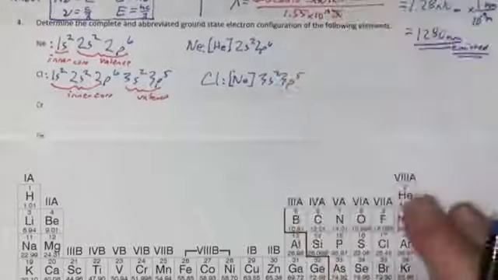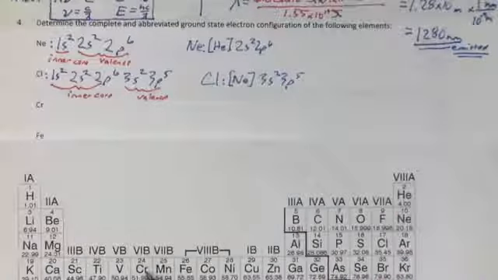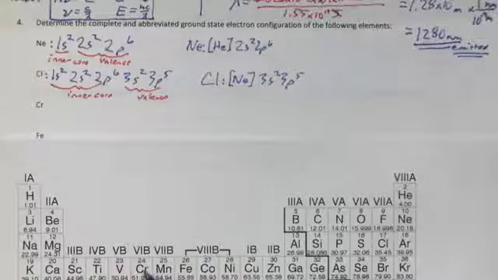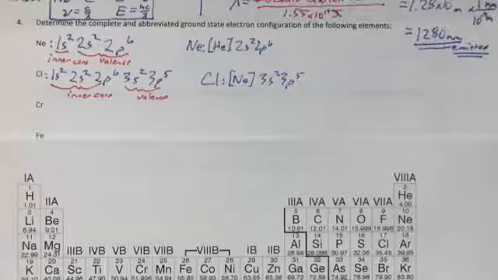Okay, next we go to chromium. Chromium is an exception, and I want you to know the exception chromium. We would expect for chromium, and let's just write this over here to the side.